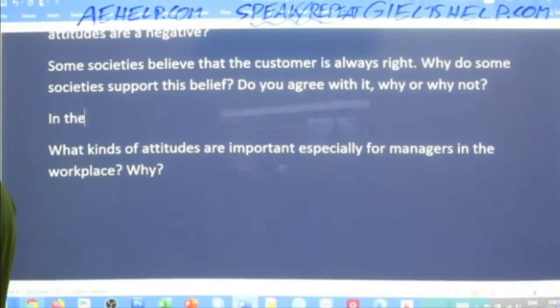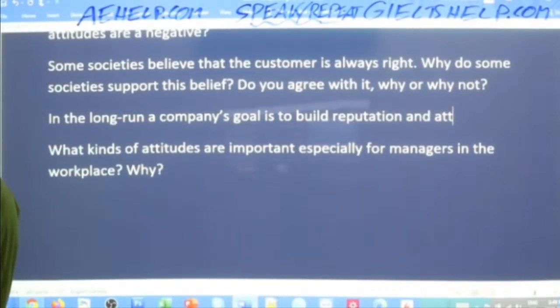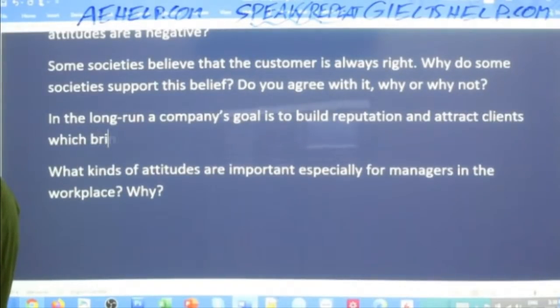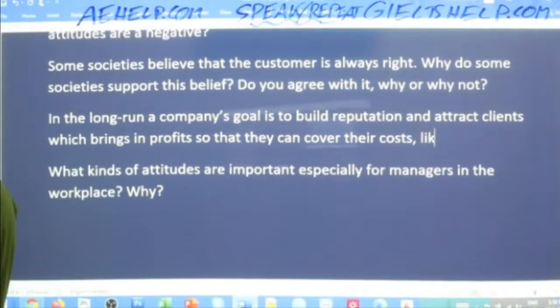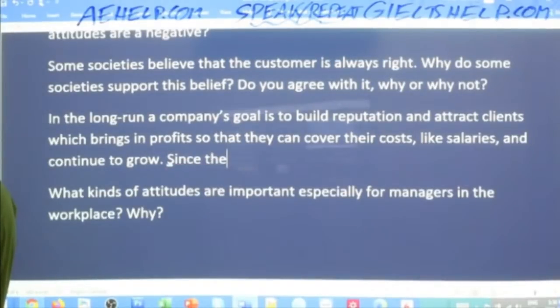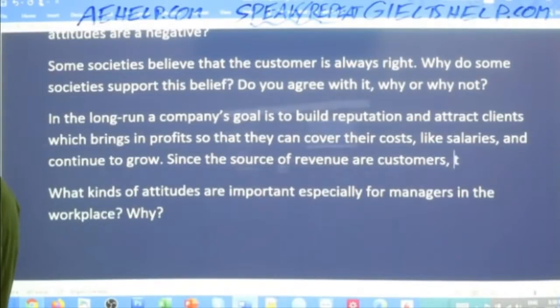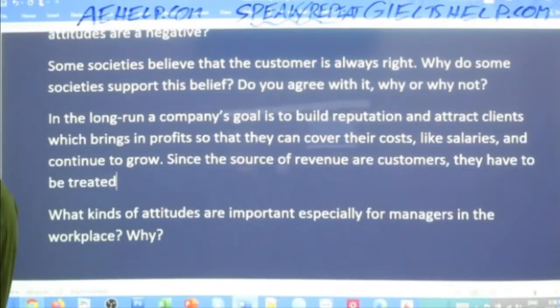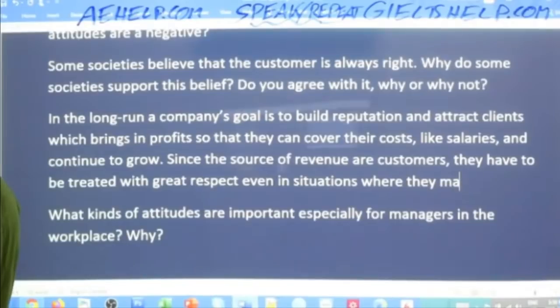In the long run, a company's goal is to build reputation and attract clients, which brings in profits so that they can cover their costs like salaries and continue to grow. Since the source of revenue are customers, they have to be treated with great respect, even in situations where they may be at fault.